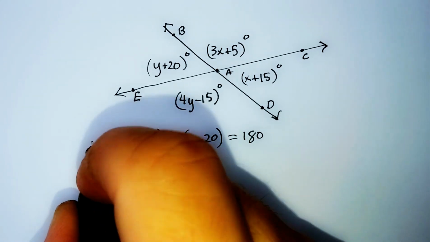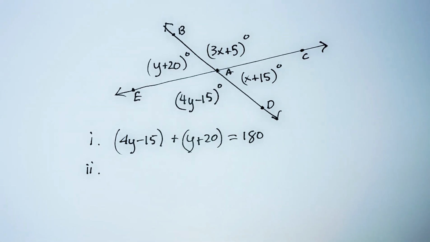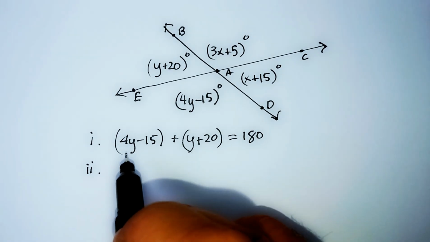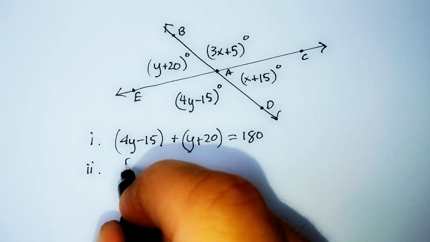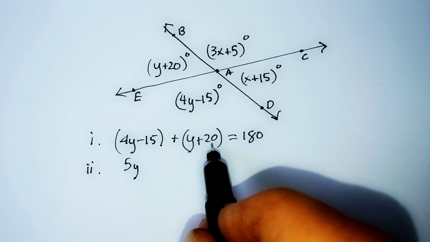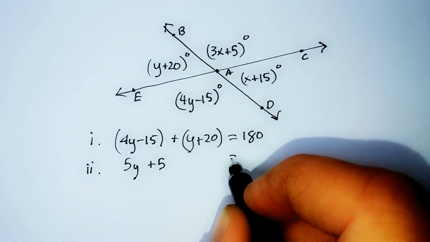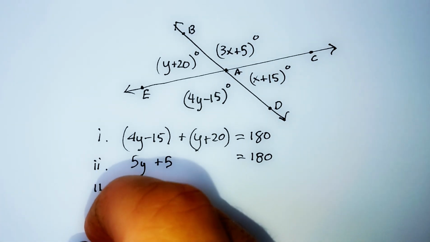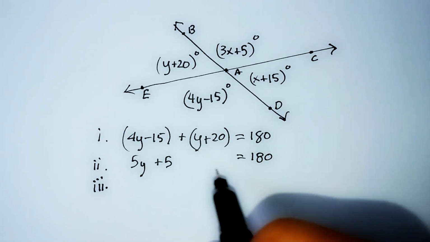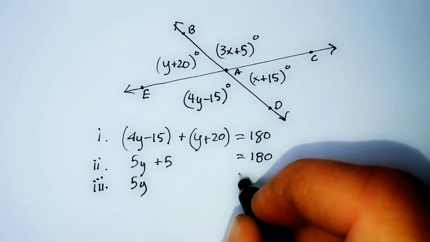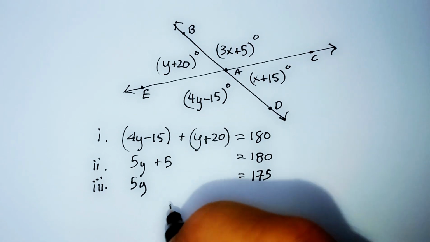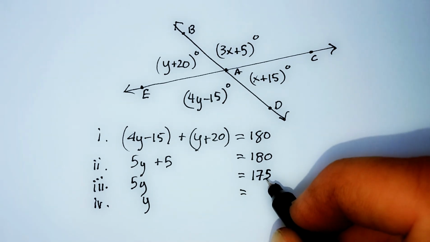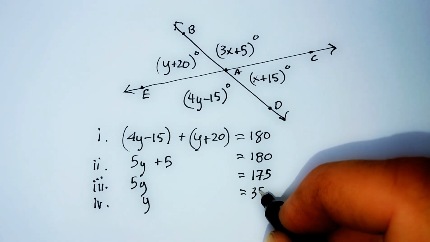And now since I only have one variable, let's solve for the variable. So let's go ahead and do that. I really don't need these anymore because they're all additions and subtractions. So I'm going to say 4y plus y is 5y. Negative 15 plus 20 is a positive 5. It's equal to 180. Again, use these Roman numerals to divide your steps, please. Third step. Subtract 5 from both sides. 5y is equal to 175. Last step, divide by 5 on both sides. Y is equal to 35.